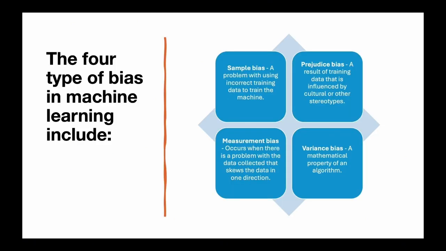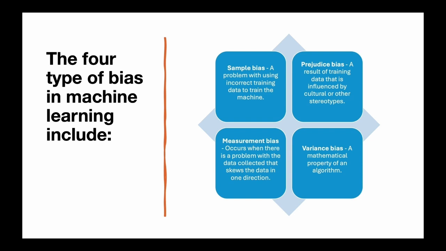There are 4 types of bias in machine learning: sample, prejudice, measurement, and variance bias. Sample is a problem with using incorrect training data to train the machine. Prejudice results from training data that is influenced by cultural or other stereotypes. Measurement bias occurs when there is a problem with the data collected that skews the data in one direction.